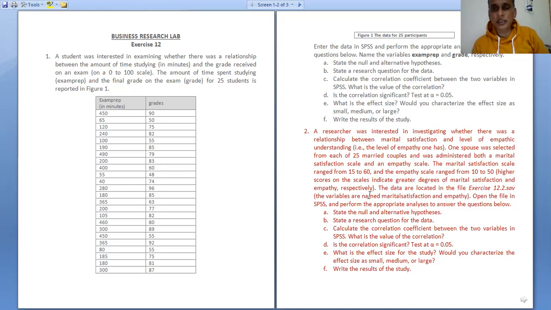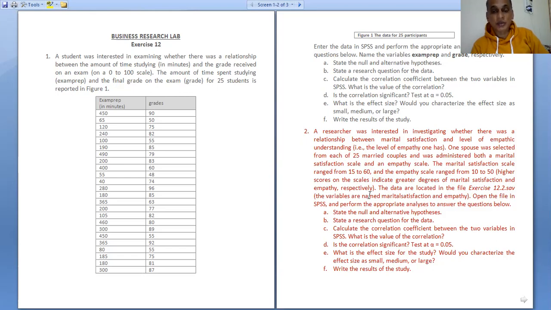So let's repeat the question and try to understand what it basically is. The question is about 25 married couples. Of these 25 married couples, either the husband or the wife has been selected to answer on two facets. Variable one is how much they are satisfied with their marriage, that is marital satisfaction. And the second variable is level of empathic understanding, or the level of empathy one has. So these are the two variables we have here, and we are looking at the relationship between the two variables, whether a significant relationship prevails or not.